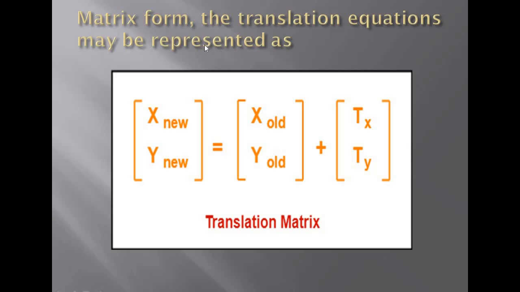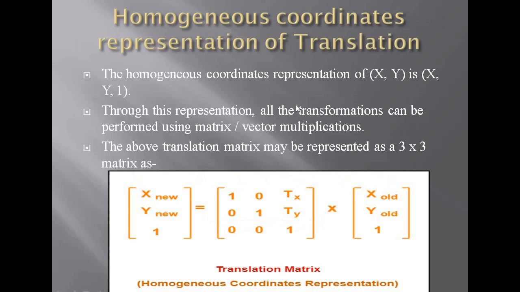After that, we will study the matrix form of your translation equation. It will be represented as x old value, y old value, to which you add tx, ty. You will get a new x, that is x old plus tx, and y new is equal to y old plus ty. This is your matrix representation of the translation vector.